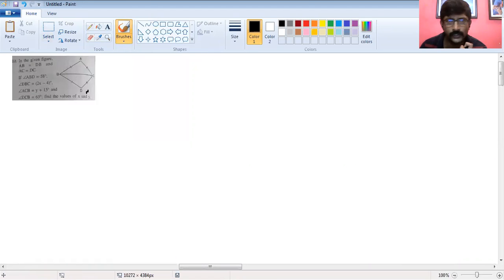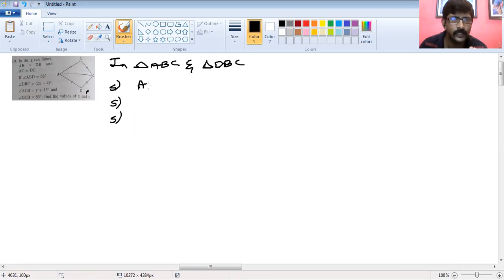We're going to say in triangle ABC and triangle DBC, what do we have? AB is equal to BD. So by which test are these two triangles congruent? By SSS test. So first of all, we said AB is equal to DB, isn't it? Isn't it very simple? AB is equal to DB, it's given. Then AC is equal to DC.